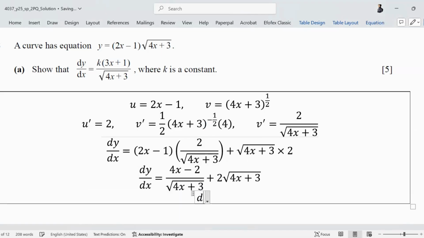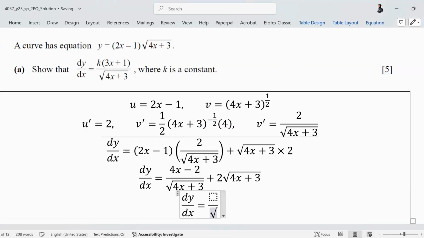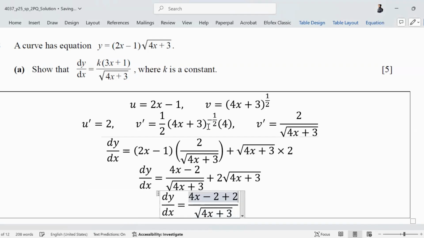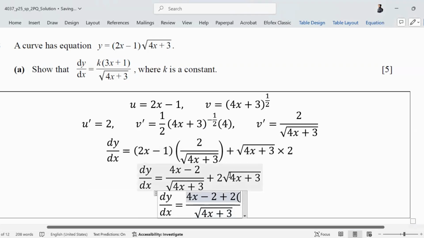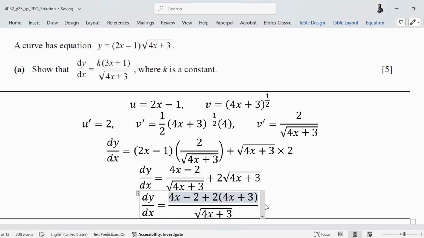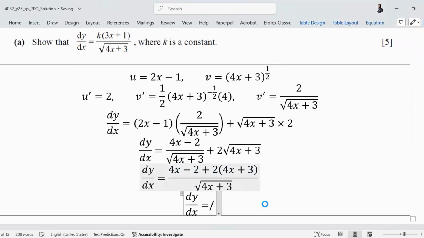So now I'll be taking the LCM, 4x plus 3, of both the fractions. The first fraction will remain as it is, 2. Now when this multiplies by the root of 4x plus 3, 4x plus 3 takes the power 1, because power half and power half added gives 1, or the square root cancels out. Whichever way you want to understand it, both are the same.